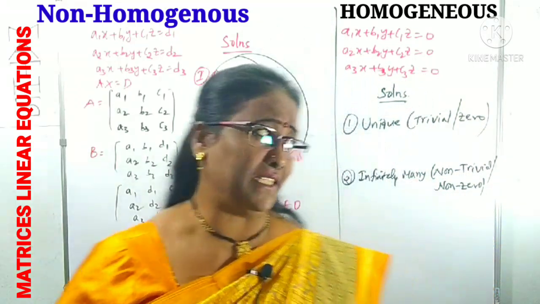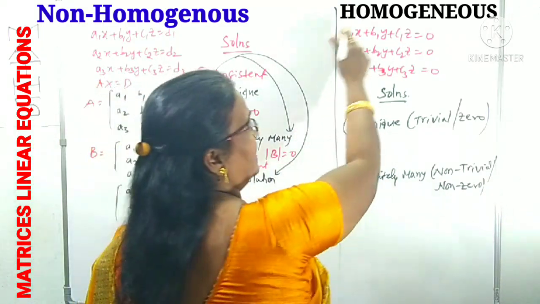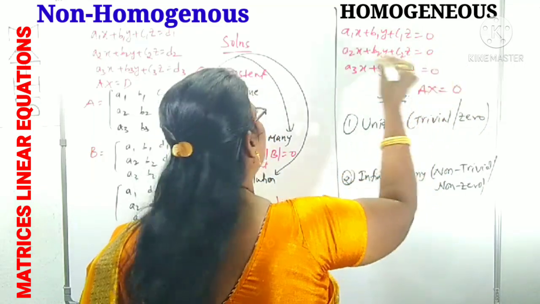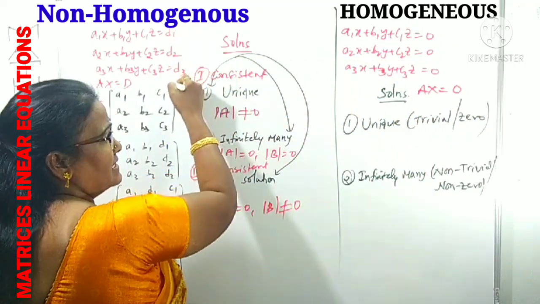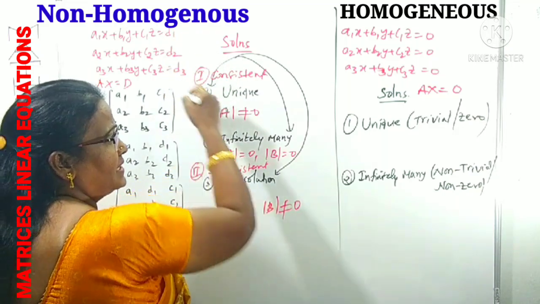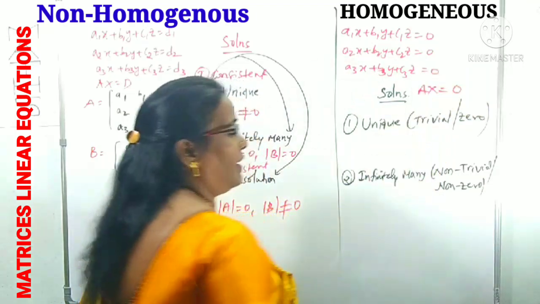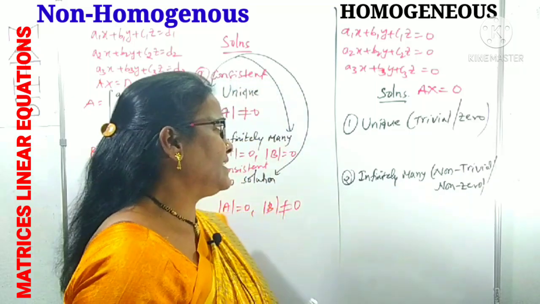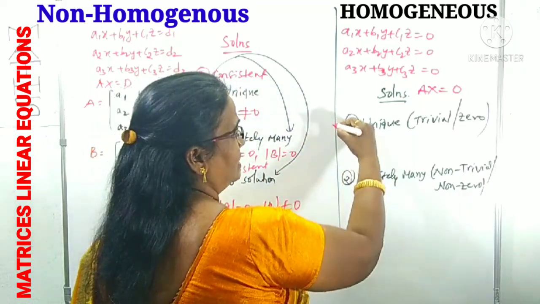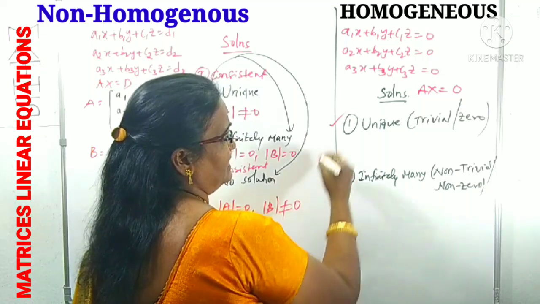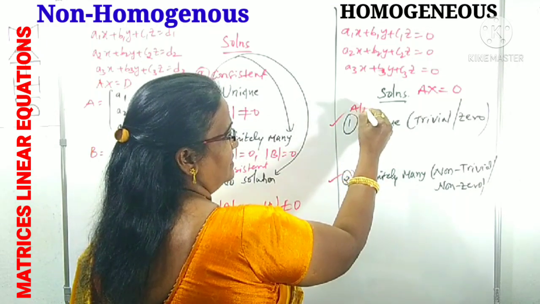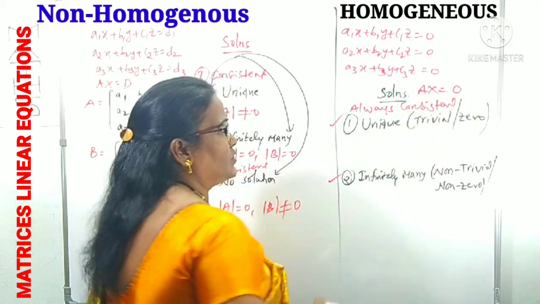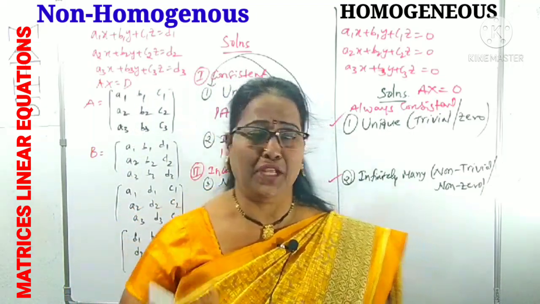Now come to the homogeneous system. In the homogeneous system, the matrix form we can write is Ax equals O. We can observe that in the non-homogeneous system, D1, D2, D3 are some constants. But in case of a homogeneous system, all constants become 0. That is called a homogeneous system. It has a unique solution or infinitely many solutions, which means it is always consistent. It has two types of solutions. You have to know other names also here.